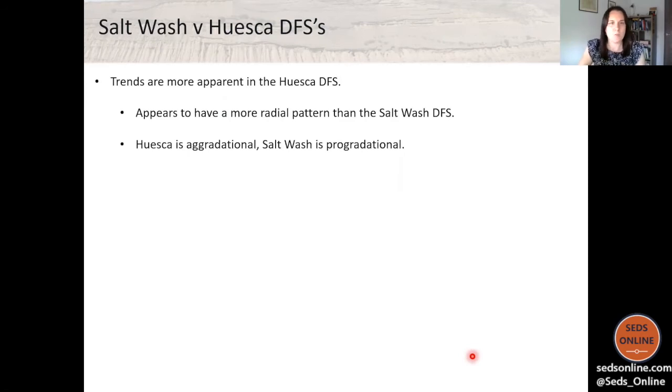So the trends are more apparent in the Huesca DFS, and there could be several reasons for this. The first one could be that the Huesca system has a much more radial pattern than the salt wash fluvial system. Salt wash is quite elongated, and there are other systems either side that it's competing with. Whereas the Huesca fluvial system doesn't have that same lateral confinement with other systems. You can see it's got a really nice radial pattern all the way out to the basin margin.